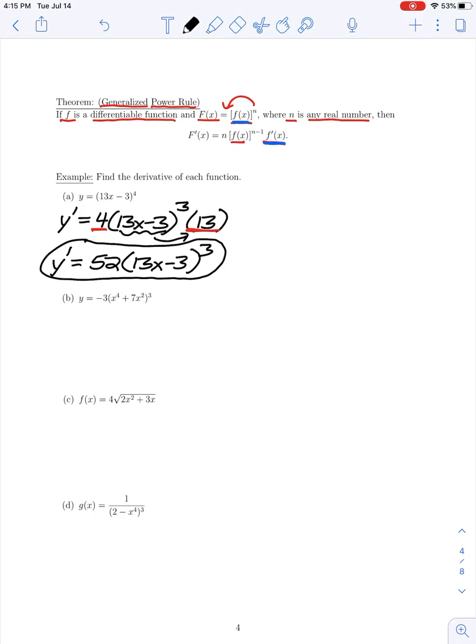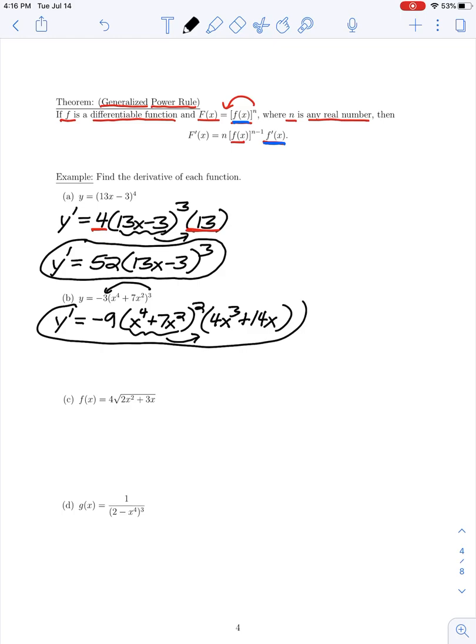In part B, we have y is negative 3 times some polynomial to the third power. So using the chain rule, specifically the generalized power rule, we would have negative 9 when we pull our exponent 3 out in front and multiply by the negative 3, times our function x to the fourth plus 7x squared, now raised to the second power. And then the chain rule says we still have to multiply by the derivative of this inner function, which is 4x cubed plus 14x. All right, so this would be our derivative y prime.